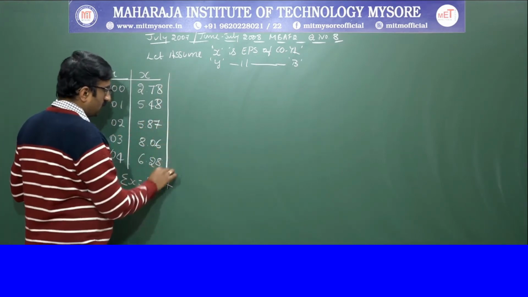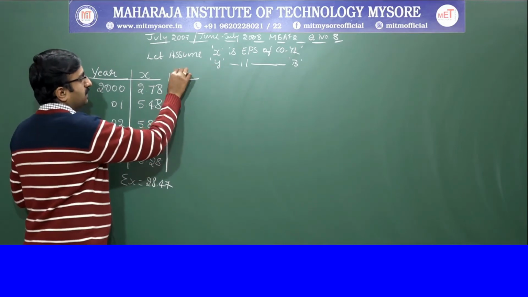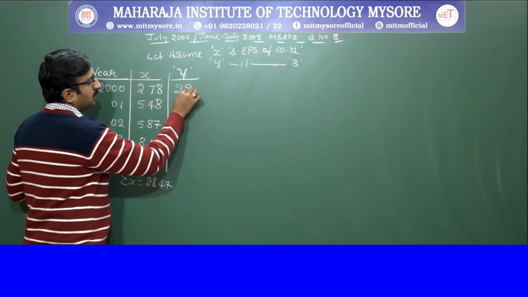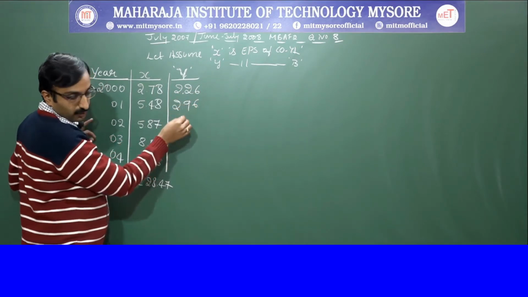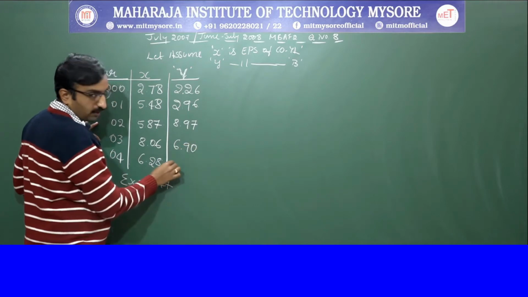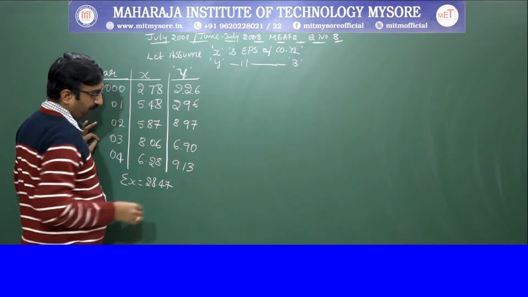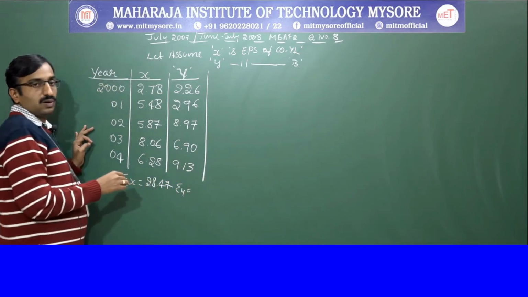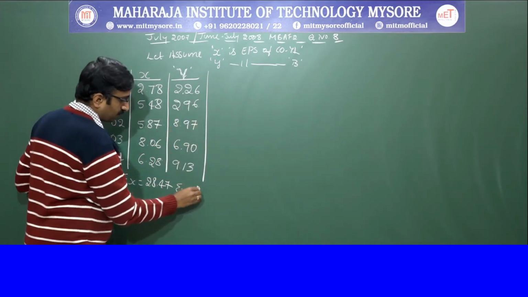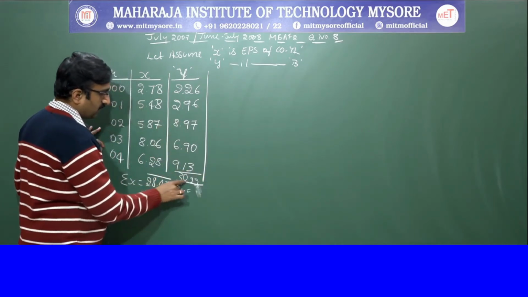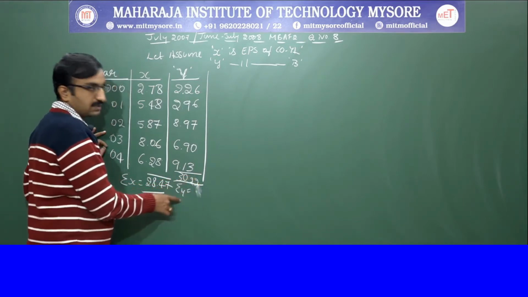Same thing you do for company B, which is represented as Y. So you take the return of Y: 2.26, then 2.96, then we have 8.97, then 6.90, lastly we have 9.13. So you sum this up, this is called sigma y. The total of this one is 30.22, the sigma y value.